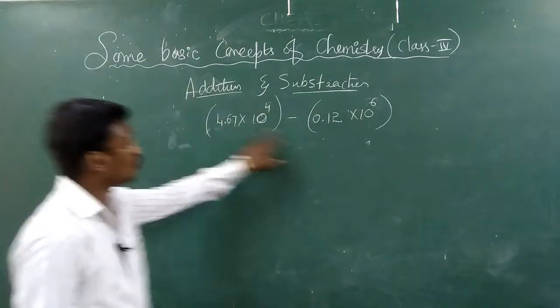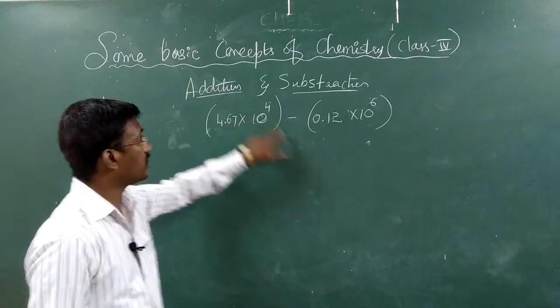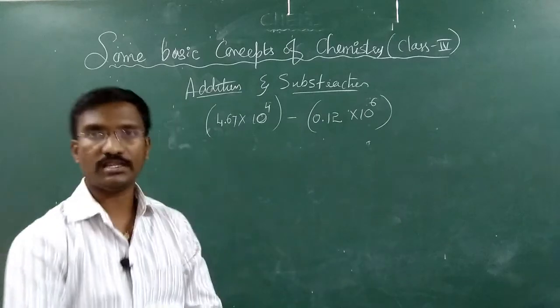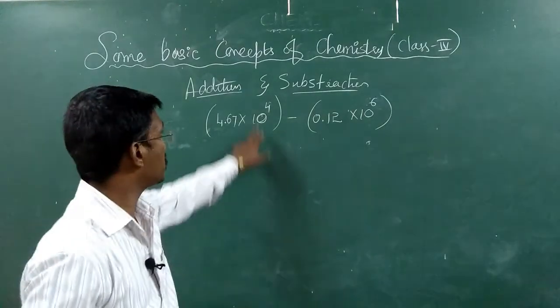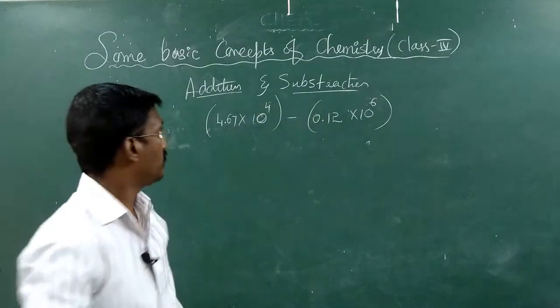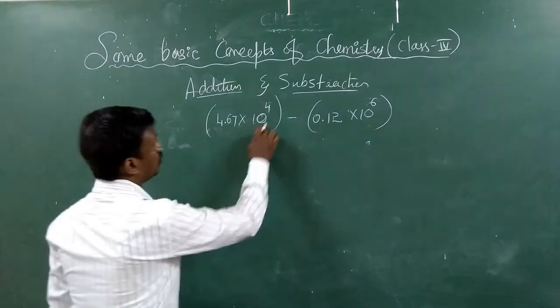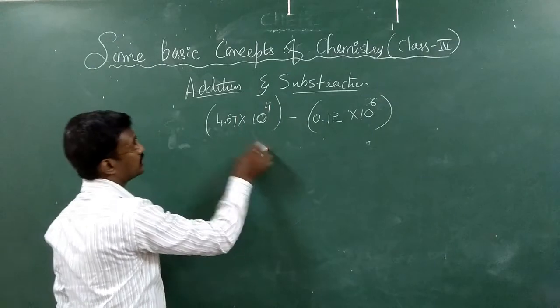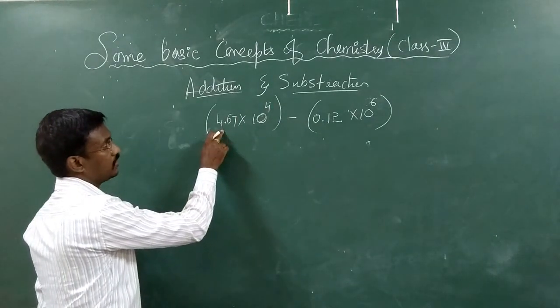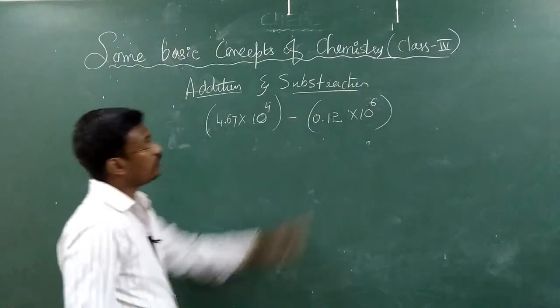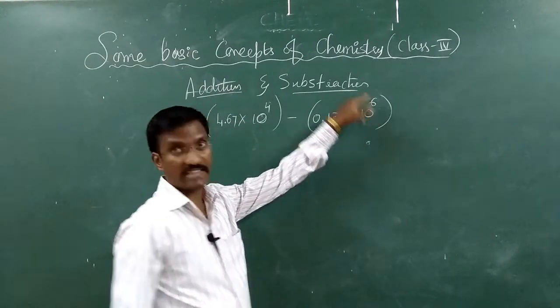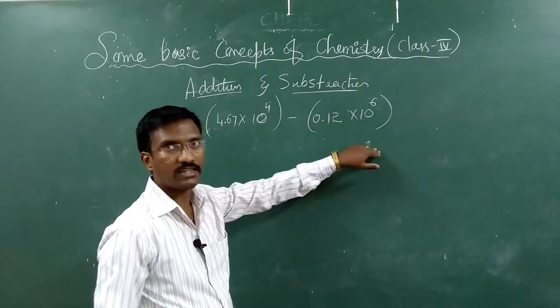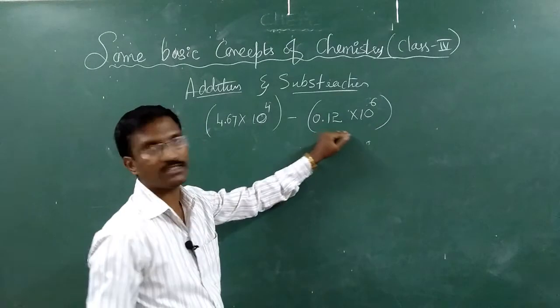To do the subtraction we have to look at the powers. The power should be the same. Here, one is 10 raised to 4 and one is 10 raised to 6. So which one do we take? If we want to increase 10 raised to 4 to make it 10 raised to 6, we have to decrease this number. If we want to convert 10 raised to 6 to 10 raised to 4, we are decreasing the power, which means we have to increase this number.